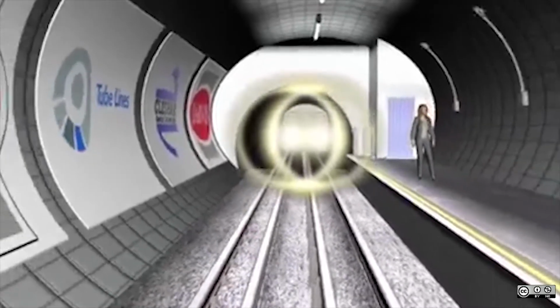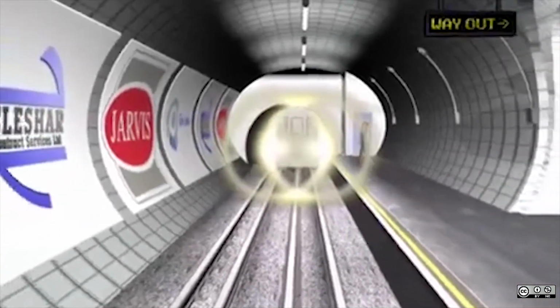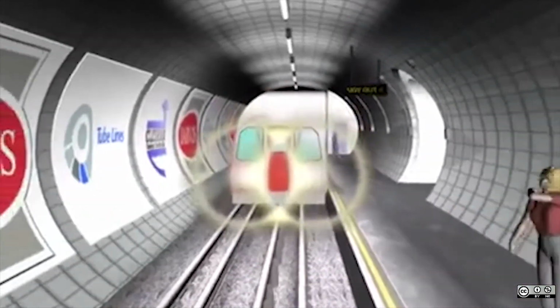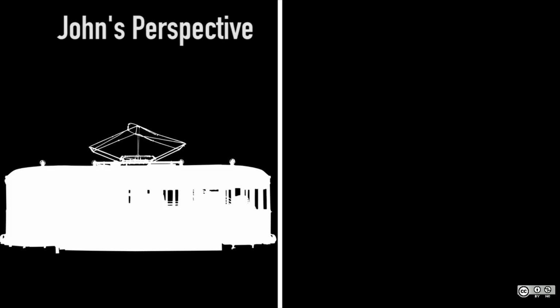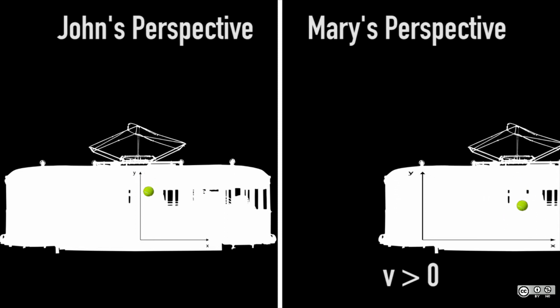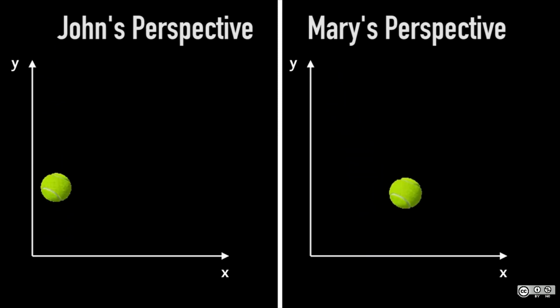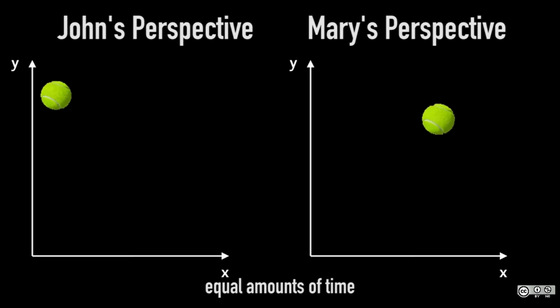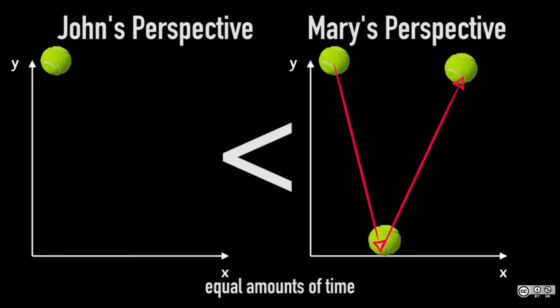Imagine a train moving at a constant velocity through Tottenham Court Road Station. John is on the train bouncing a ball, with Mary on the platform observing. From John's perspective, the ball is simply moving vertically up and down. However, Mary sees the ball move in a triangular path due to the train moving relative to her. Only one bounce is observed in the same amount of time by both parties, but the triangular path would be longer than the vertical path.